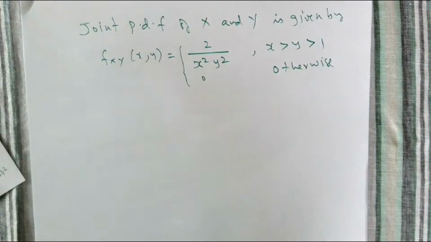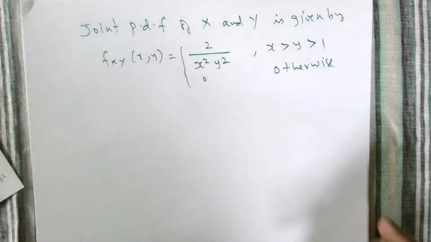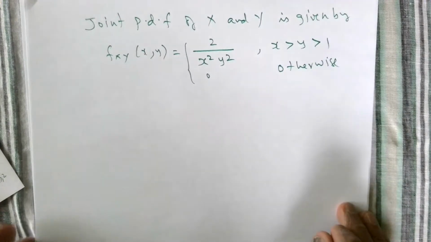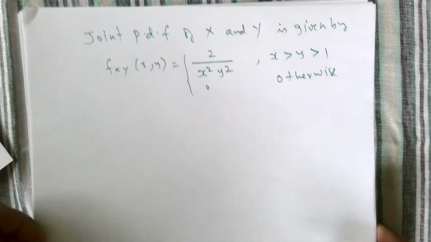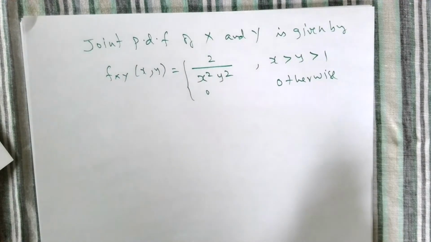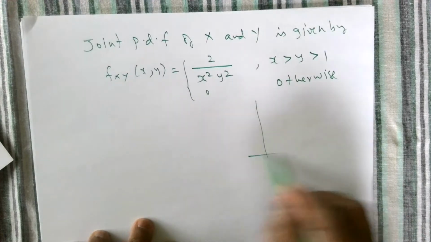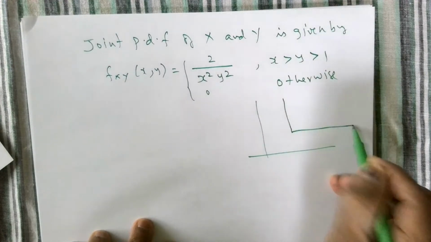So let's look at this problem. Let's look at this problem where the joint PDF of x and y is given by 2 over x squared y squared for x greater than y greater than 1. So it's in this region.